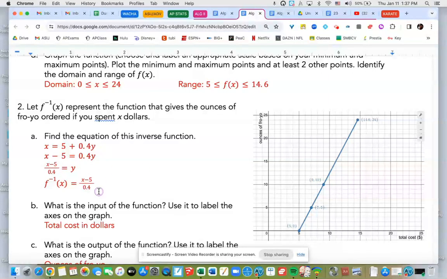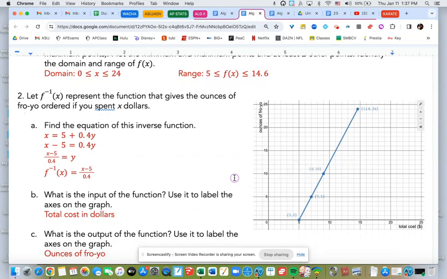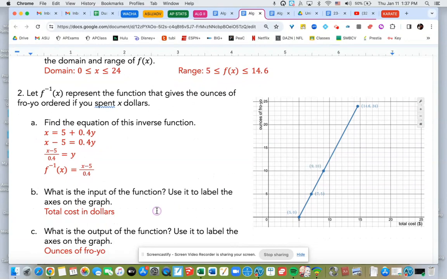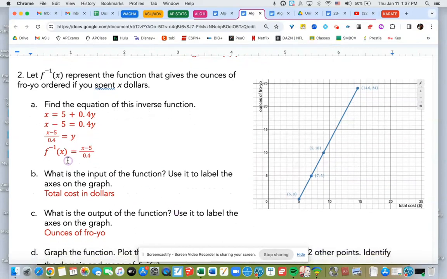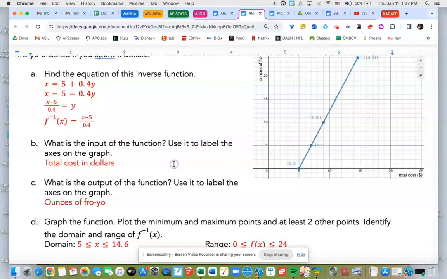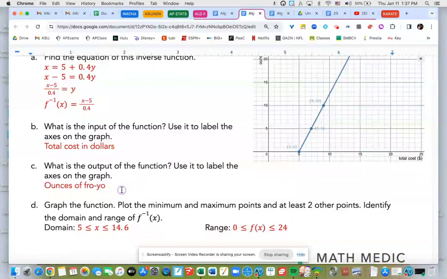And we just flip it around a little bit, put it on the right-hand side, and then we change the y into inverse notation to kind of let the reader know this isn't just a regular equation, right? It is an inverse of something else that I started with. And that notation really shows us that, and that's why we use it. All right, so what's the input of this now? Well, now it's all backwards. So the input is the dollars. That's the total cost. And then the output is your ounces of frozen yogurt. So we're inputting dollars and outputting frozen yogurt ounces, okay? So it's all backwards now.